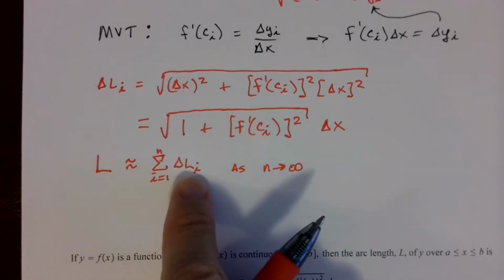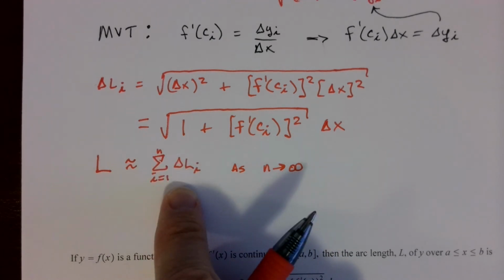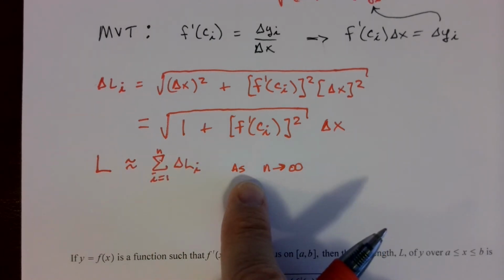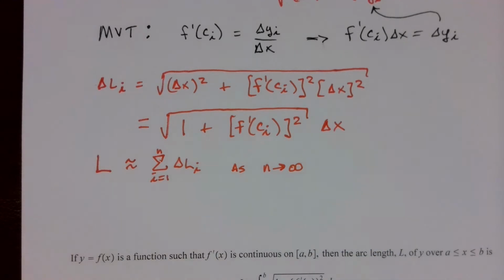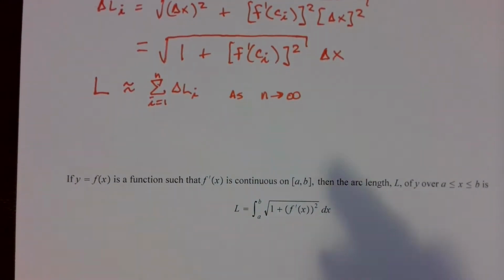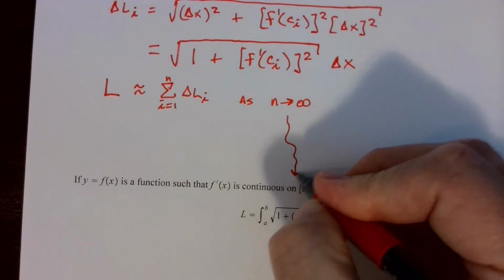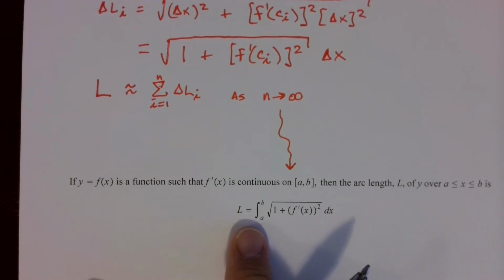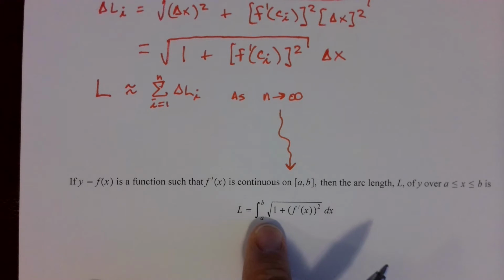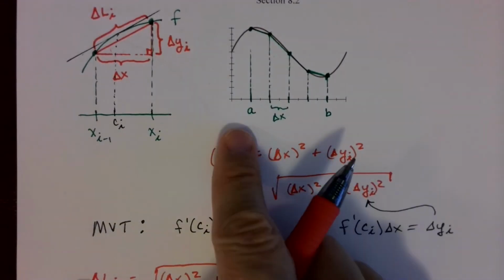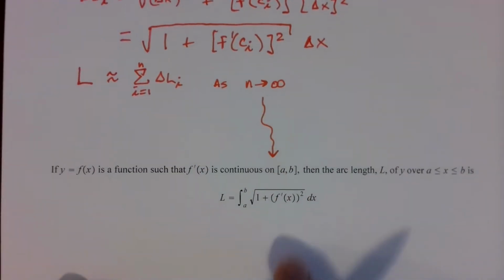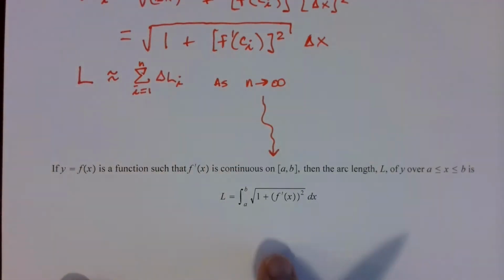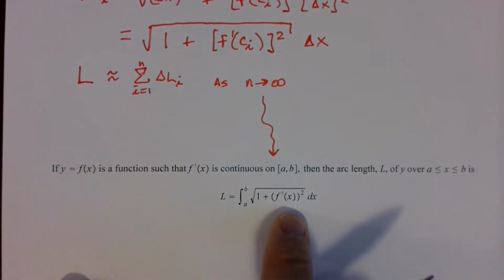This is a Riemann sum. This is a Riemann sum. And the limit as n goes to infinity is going to be the definite integral. And that's what we have down here. As n goes to infinity, we come up with this formula for what we call the arc length of the curve from a to b here. Notice the integral is going to go from a to b. And you can see this becomes the integral. And of course, the c sub i now, we're just going to say f prime of x.